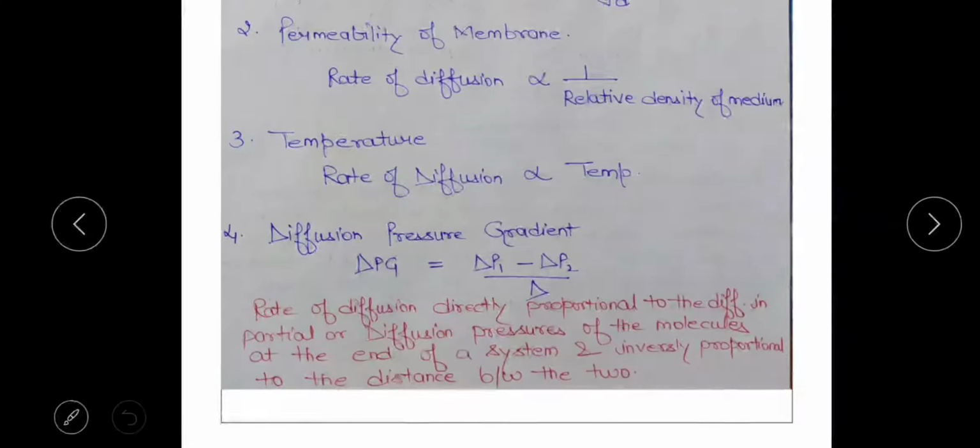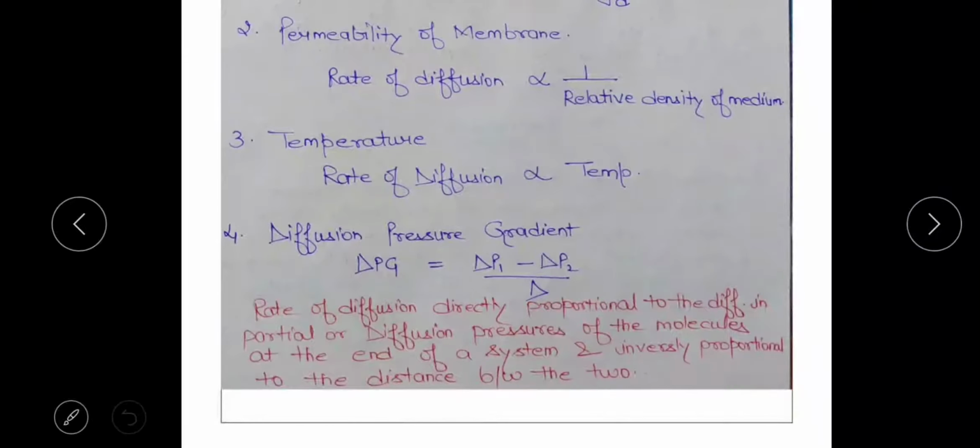So that means the difference in the diffusion pressure gradient, or the partial pressures, of the molecules at the particular ends of the system, is the basic difference, and the rate is directly proportional to the diffusion pressure gradient, whereas it is inversely proportional to the distance between these two molecules. So the distance between these two will be inversely proportional.